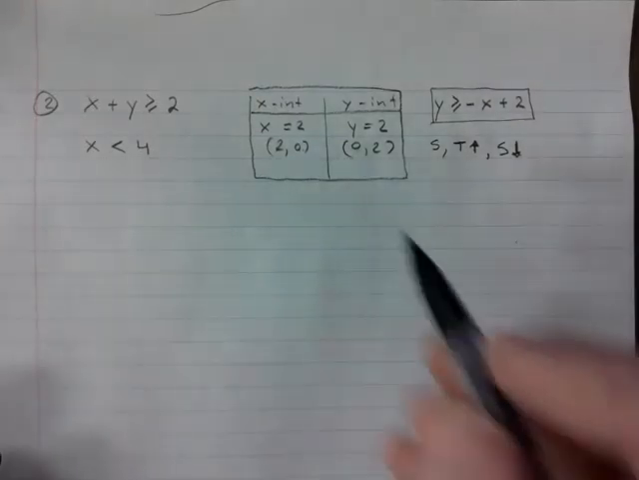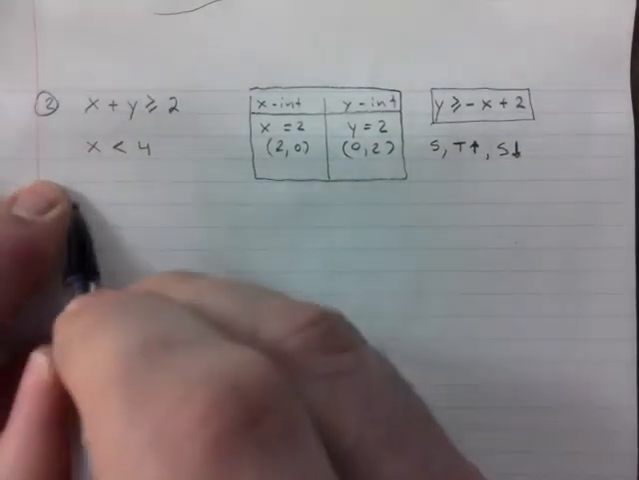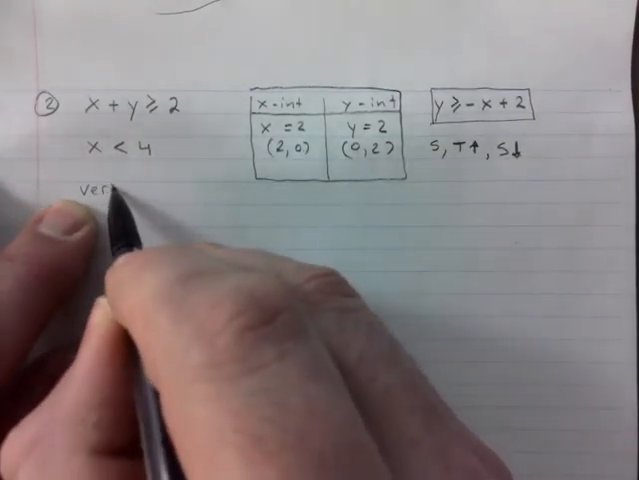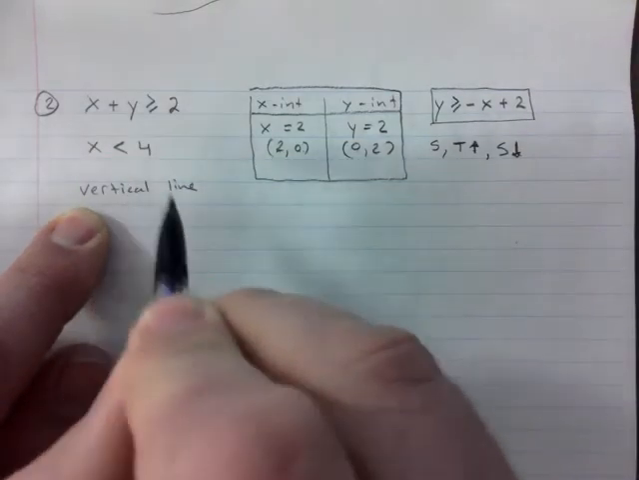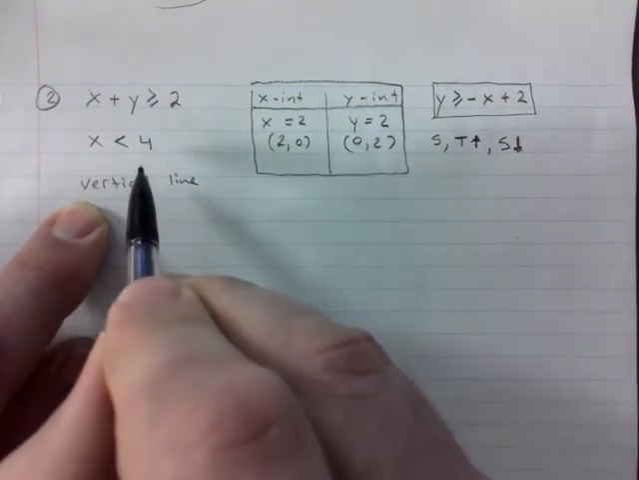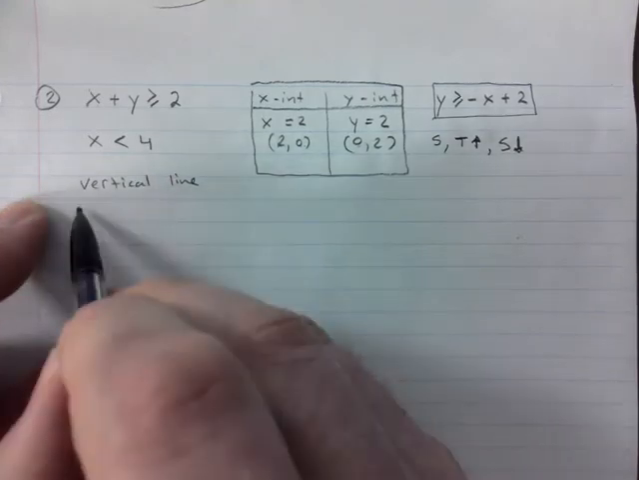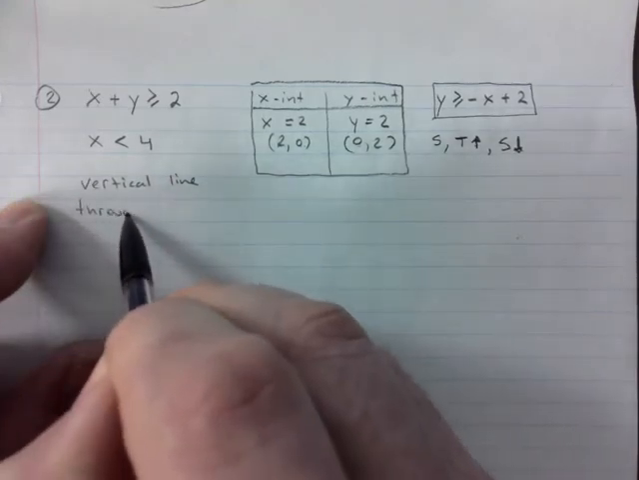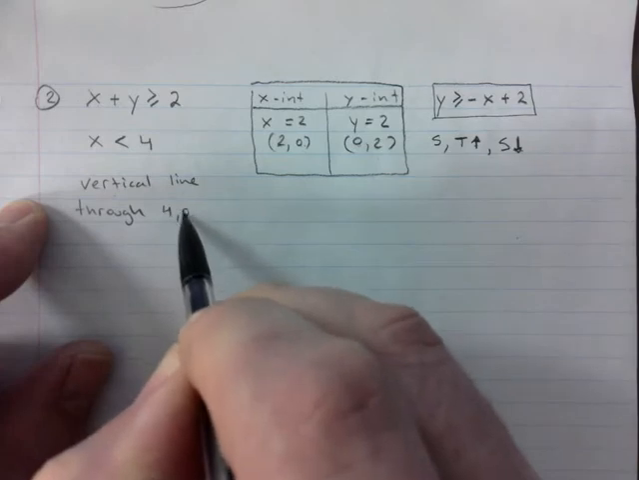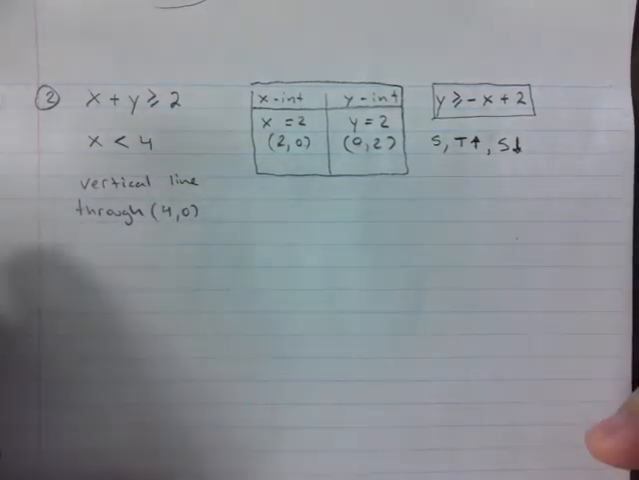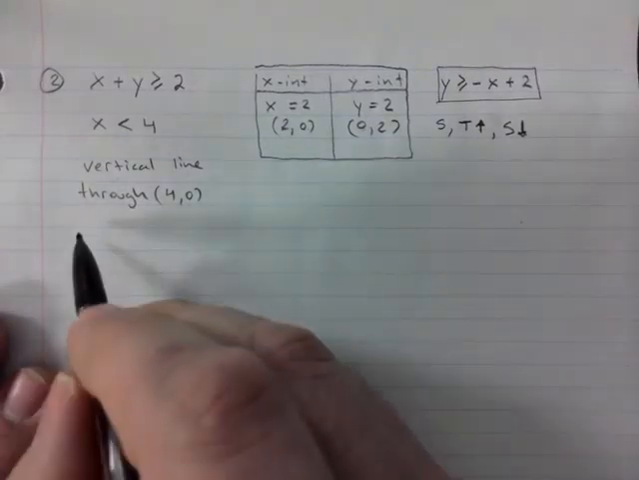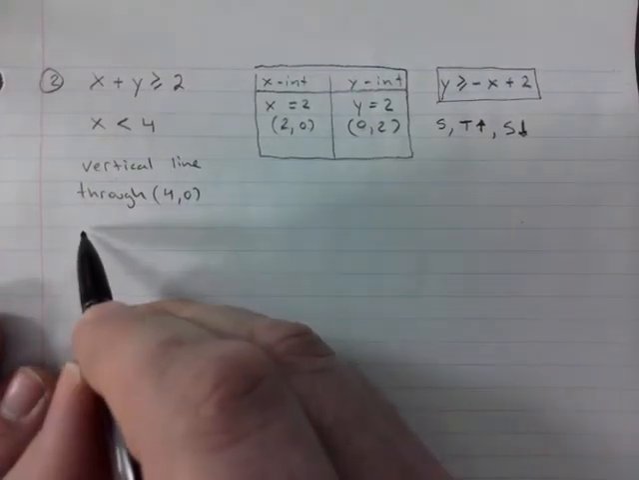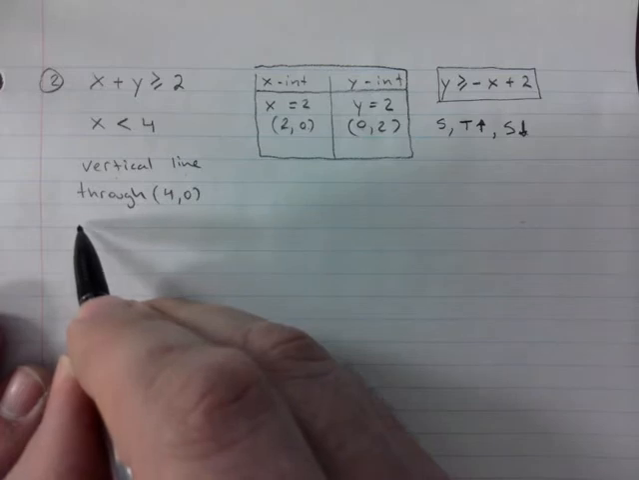Then this one here, this is a vertical line. So there you don't have to find the intercepts, right? It's a vertical line through the 0.40, to be specific, right? And so I'm just going to say that it's going to be dashed.